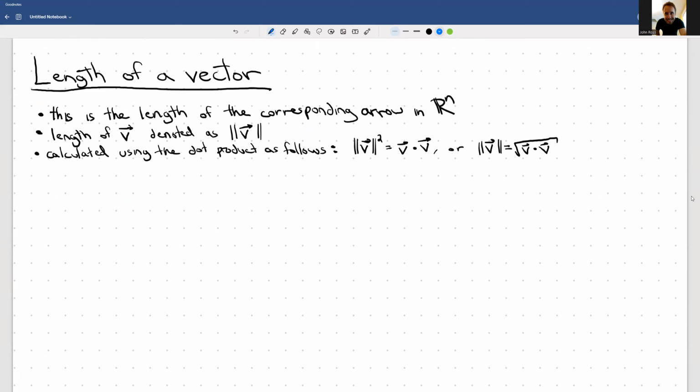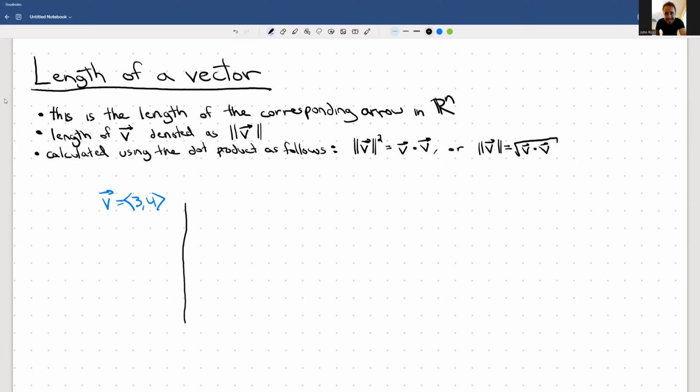So when we talk about a vector's length, the length of this vector is just the length of the corresponding arrow in n-dimensional space. And so let's take a look at what is happening with that. So if we were to, for example, look at a vector in R2, let's specifically look at the vector (3, 4).